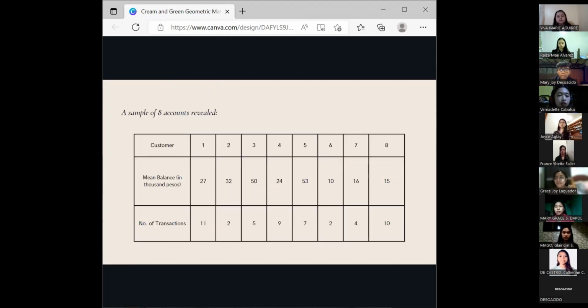And here are the sample of 8 accounts of mean balance in 1,000 pesos and number of transactions. And now Mary Grace Dapol will proceed to the step-by-step procedure.